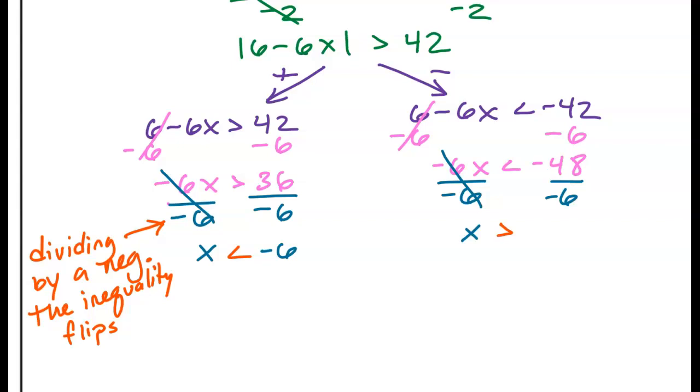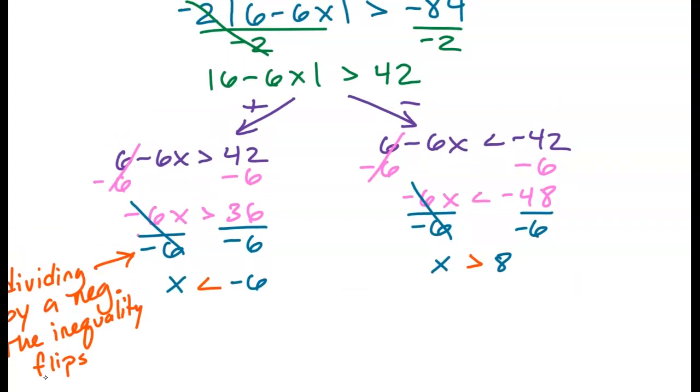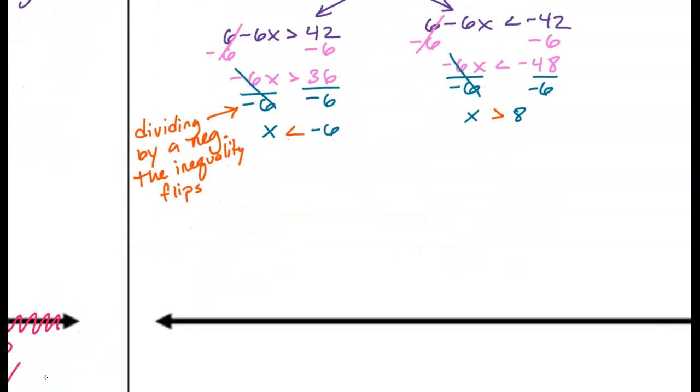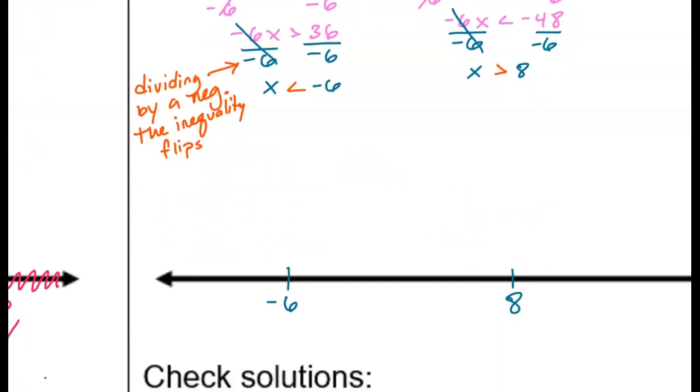So we have x is greater than negative 48 divided by negative 6 gives us a positive 8. So I have my two boundary points, negative 6 and 8. I'm going to go ahead and put those on my number line. Negative 6 is less than 8, so I'm going to put negative 6 over here to the left and 8 on the right. And they are just less than and greater than symbols, not equal to. So I'm going to put open dots on those two boundary points.